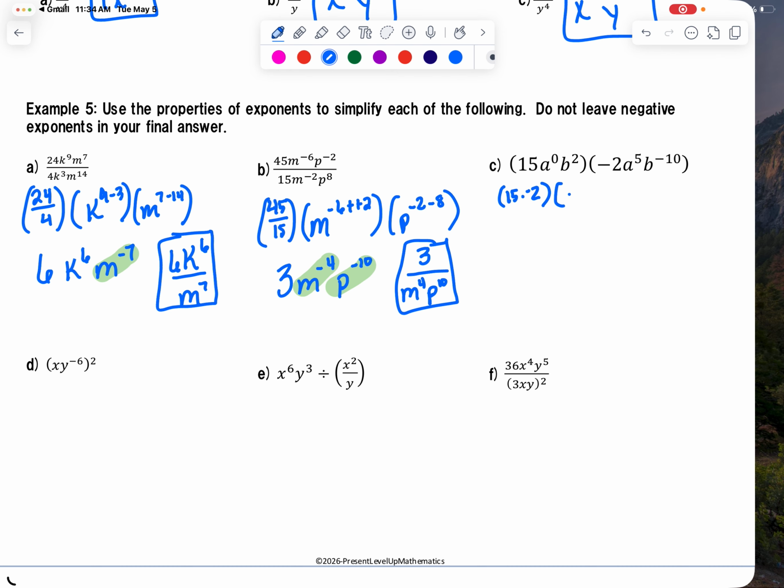And then to multiply, we add exponents. So 0 plus 5. And then on our b's, we would have b to the 2 plus -10. So when we're multiplying, we add the powers. When we're dividing, we subtract the powers. So 15 times -2 would be -30. 0 plus 5 would be a to the positive 5. And b, 2 plus -10 would be -8. Now, the only part of this term that has a negative exponent is the b. So we would write this as -30, a to the 5 divided by b to the positive 8.